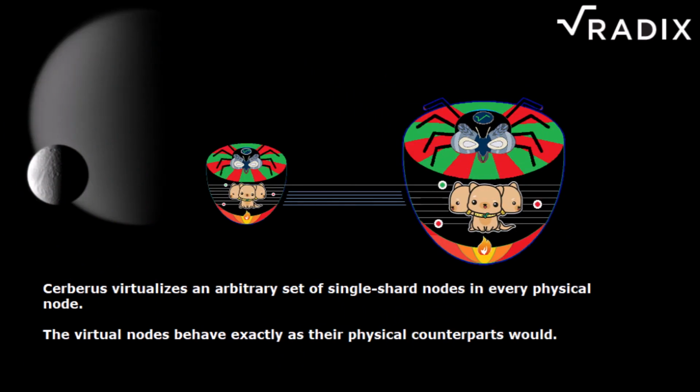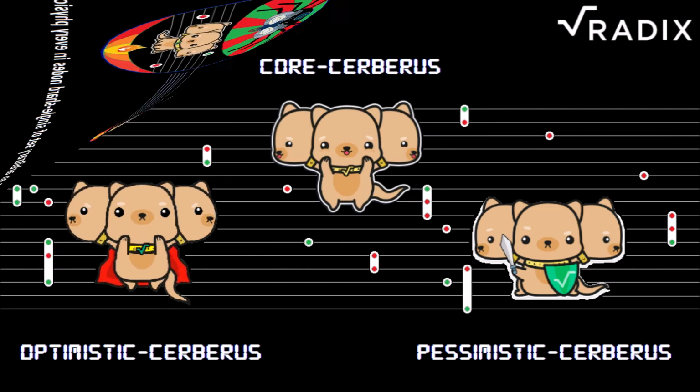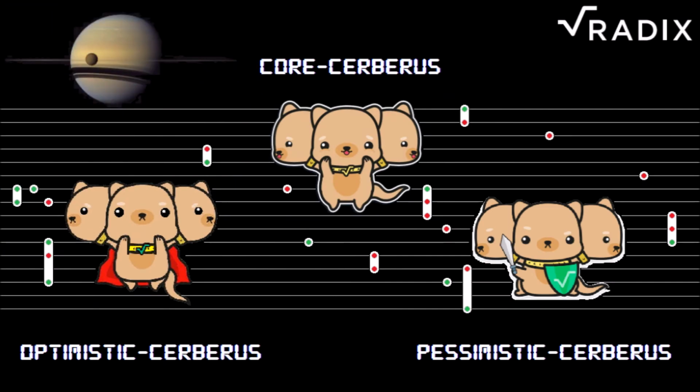Shard virtualization. To retain simplicity and correctness, Cerberus virtualizes an arbitrary set of single shard nodes in every physical node. The virtual nodes behave exactly as their physical counterparts would, with the only difference being that multiple virtual nodes map to the same physical device, with the same address and public key. To provide multi-shard transaction processing with high throughput in practical environments with a large number of shards, including permissionless networks, Radix uses variants of the original Cerberus concept. They are Core Cerberus, Optimistic Cerberus and Pessimistic Cerberus.